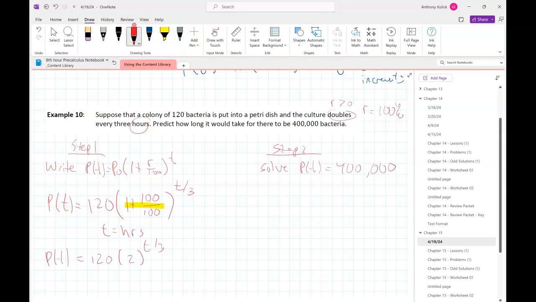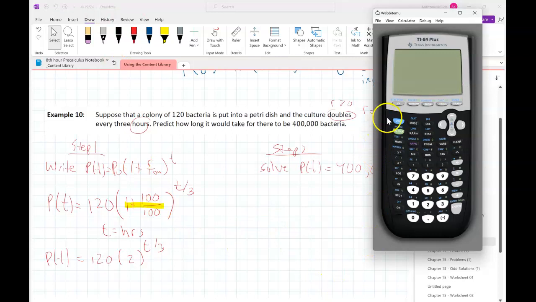When we see double, right? All right. Let's set this up then. 120 times 2 to the x over 3, absolutely. And then this should be 400,000.